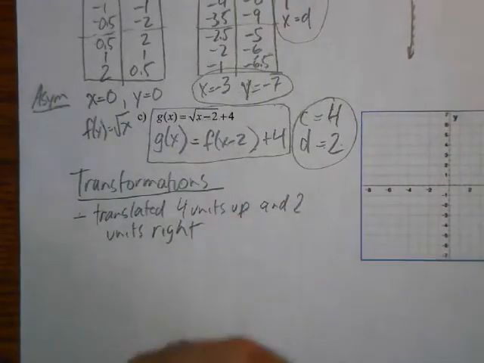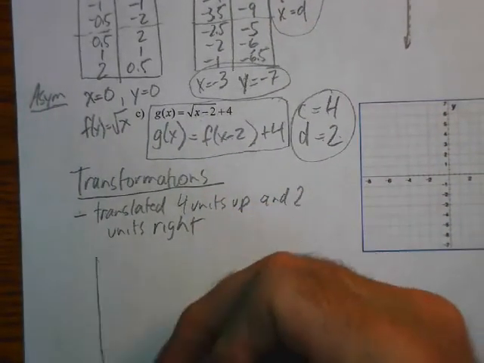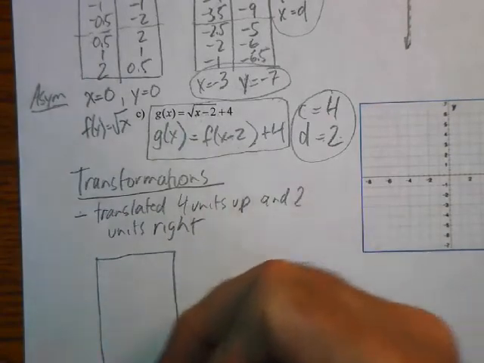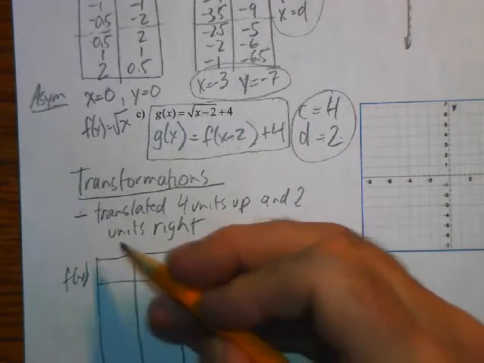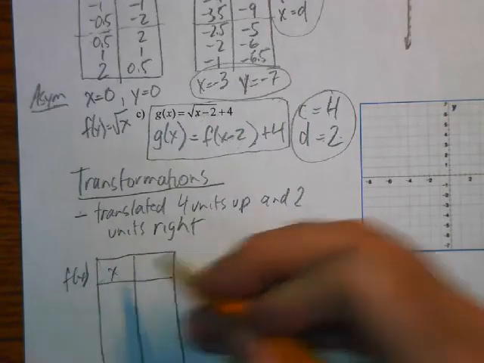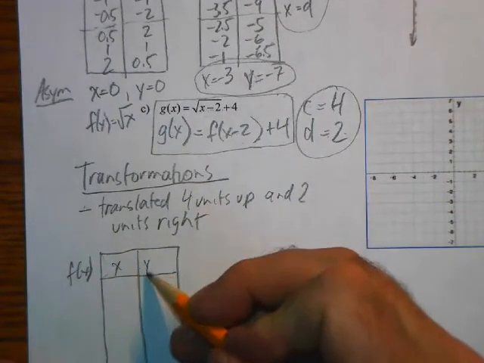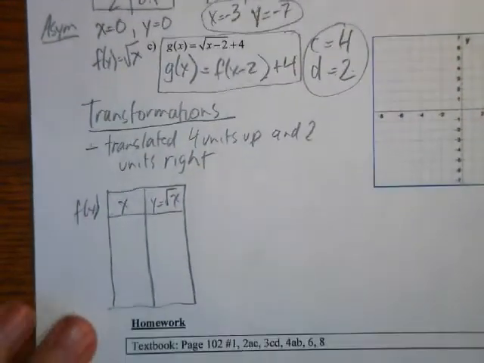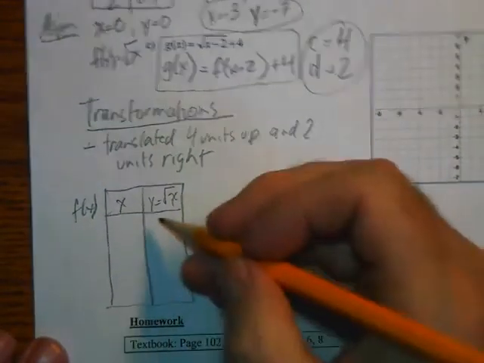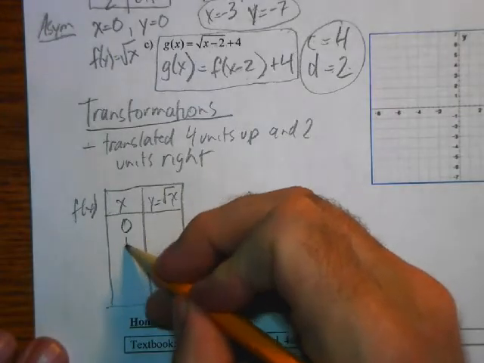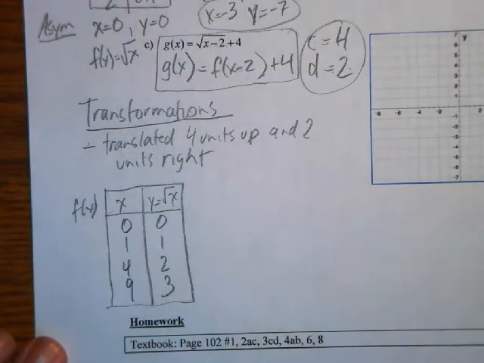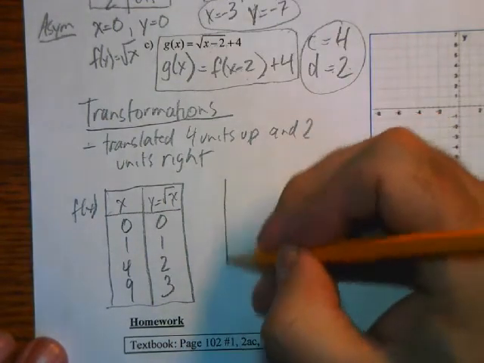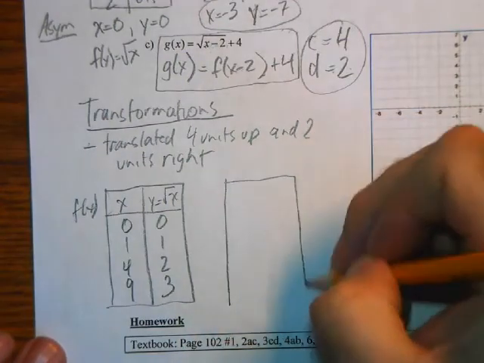Let's do our base points of f of x. So this, y equals square root of x, is our base function. And we've already done one of these. Remember, this one was x values 0, 1, 4, 9, and y values 0, 1, 2, 3. Okay, so now we're going to transform those points based on our values of c and d.